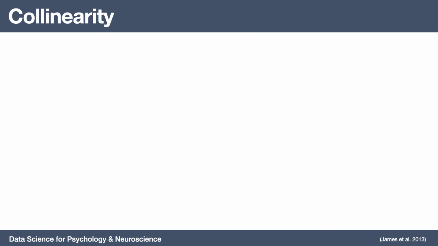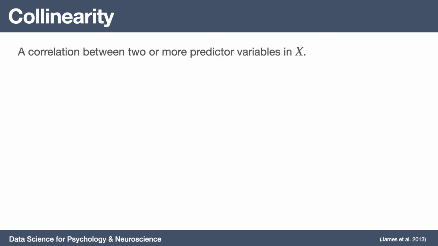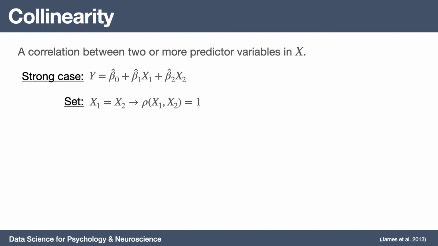Another way that you get this breakdown of the ability to interpret or work with linear regression models is when you have a strong correlation between two or more predictor variables in x. Let's consider the most extreme case of this. Let's say that I have this regression model with x1 and x2. Now, the way to make x1 and x2 highly correlated is to make them equivalent. So let's just say I generated x2 by duplicating x1. So their correlation is going to be a perfect 1.